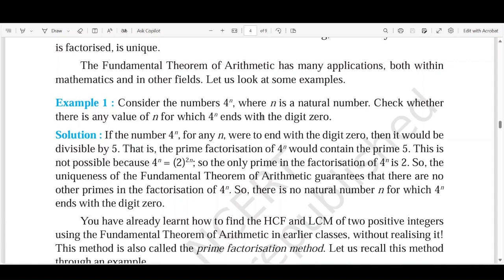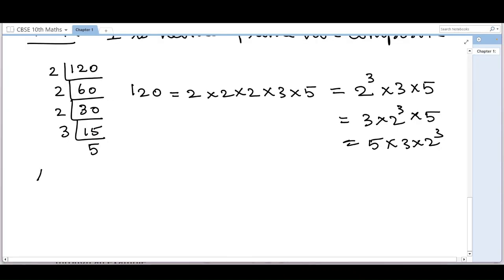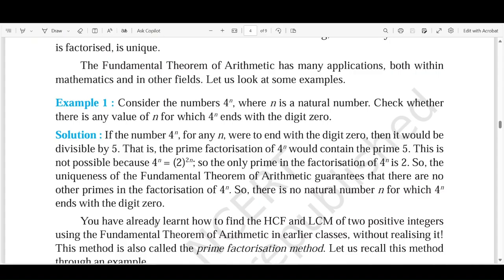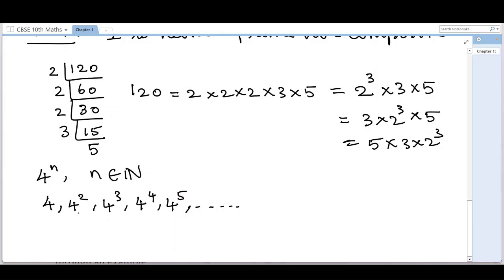If you keep on substituting the values for n, you will get a set of numbers. So 4 power n with n being natural numbers. If I put n equal to 1, I will have the number 4, then 4 square, 4 cube, 4 power 4, 4 power 5, etc. Now we are going to consider this set of numbers, and they have asked us to check whether there is any value of n for which 4 power n ends with a digit 0. We know the values of 4 square to be 16, 4 cube to be 64, etc.